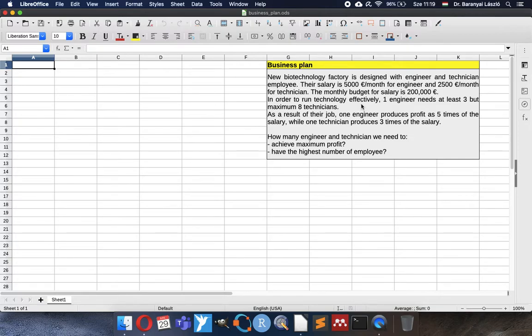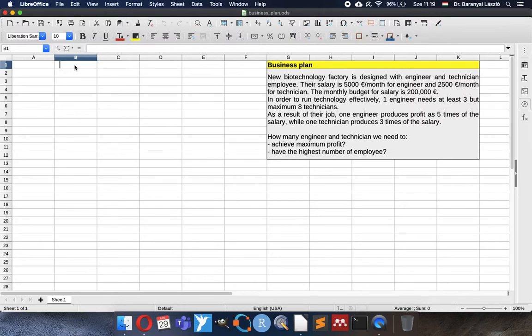We have requirements based on the technology. One engineer needs at least 3, but maximum 8 technicians to work together. And we also know how much profit they produce. The engineer produces 5 times of the salary, and technicians produce 3 times of the salary. So based on these data, we would like to know how many engineers and technicians we need to get the maximum profit of our biotechnology factory or the highest number of employees.